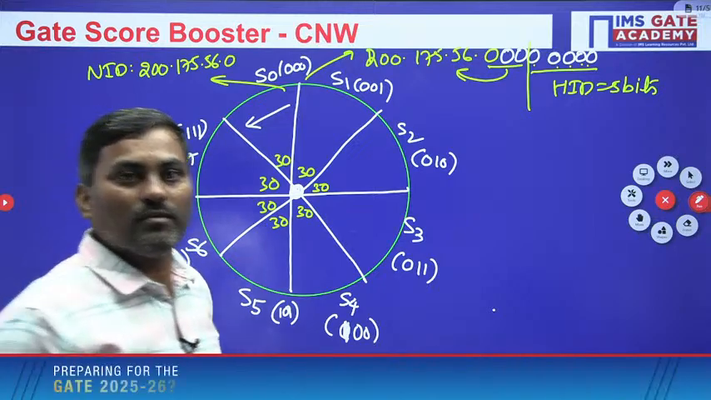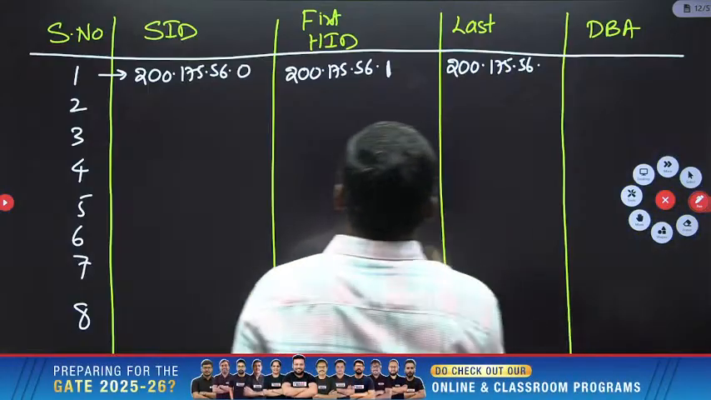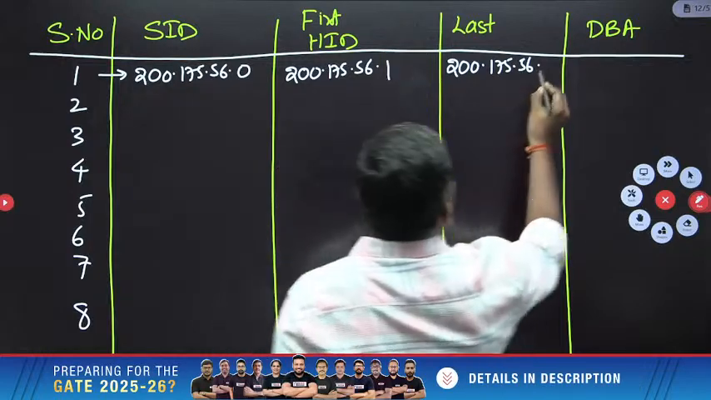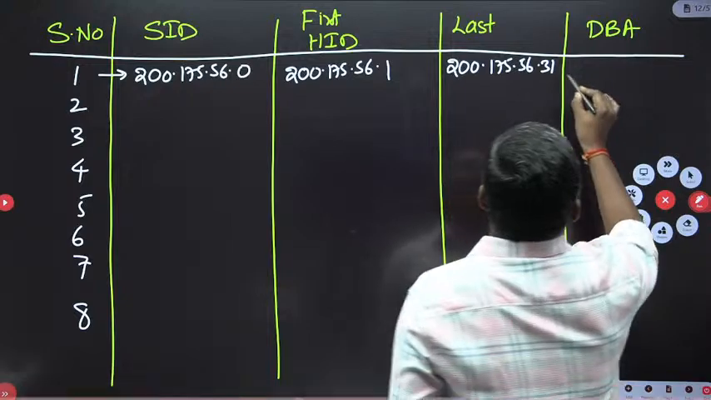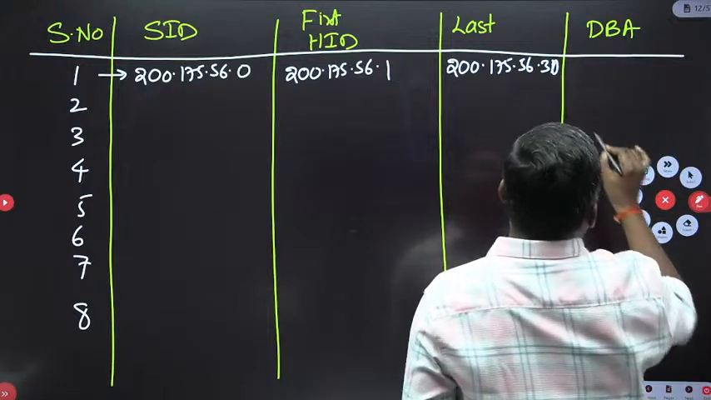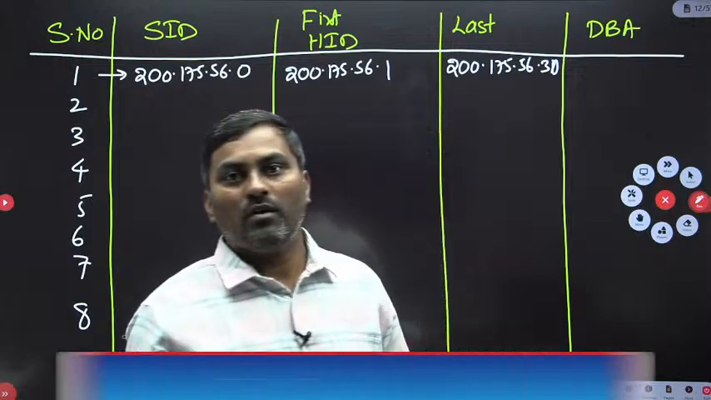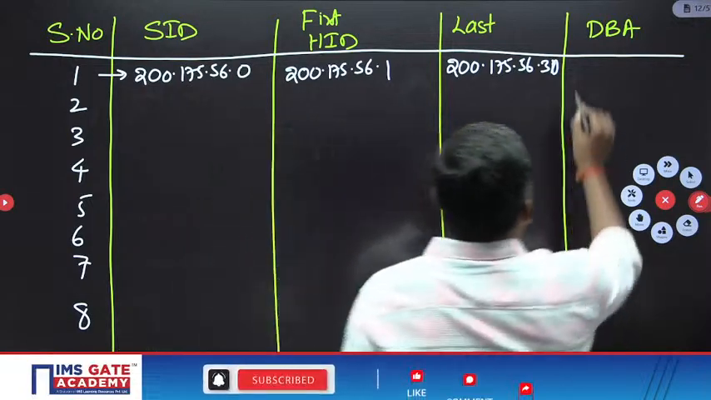Isn't it 31? 56 dot first one, this is what, 31, correct, or 31 or 30? This is 30 only, correct or not? Total possible 30. Yes, what is the DBA?